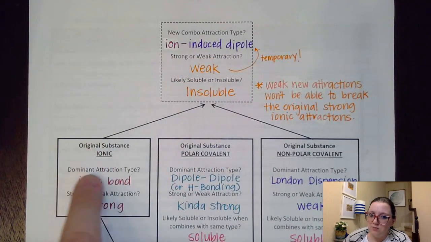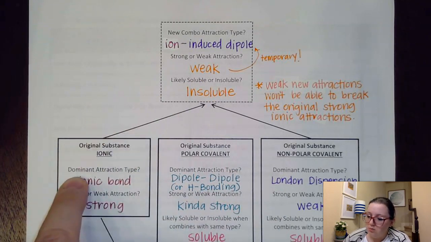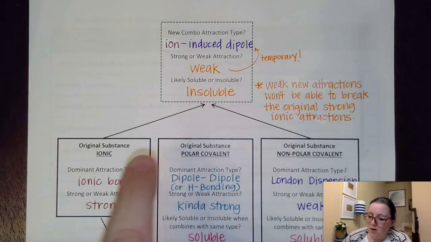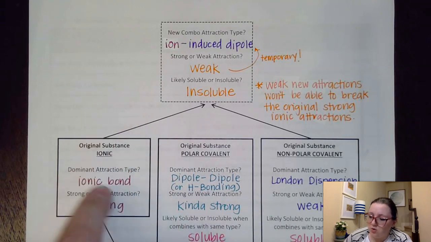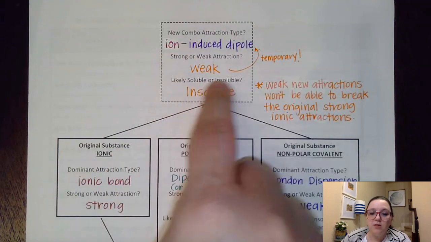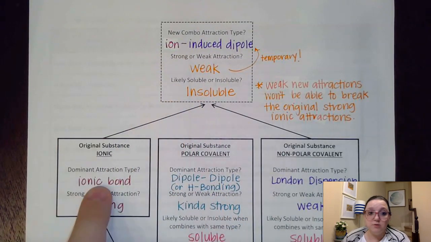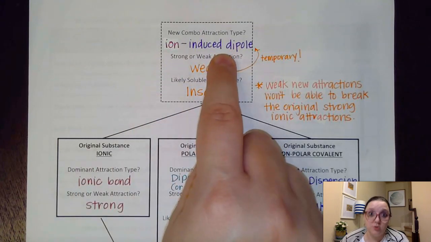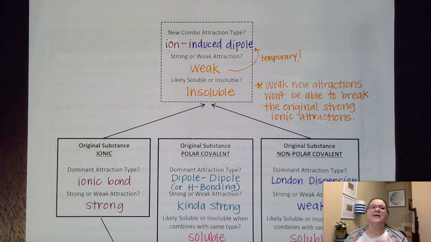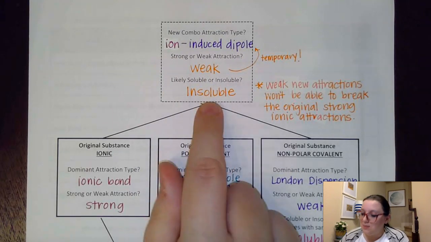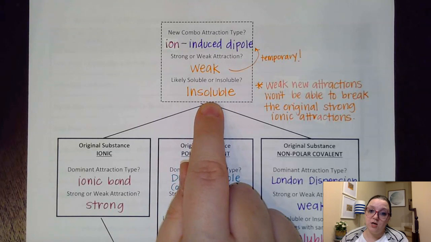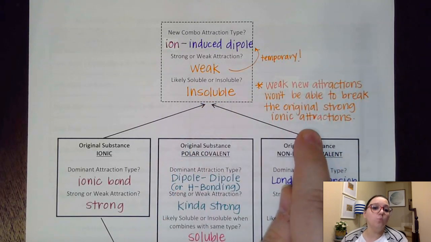However, we started out with something that was really strong, and this one was really weak, but I wouldn't trade this really strong attraction for something that's weak. It would be like if I was already dating Chris Evans, I'm sure not going to dump Chris Evans for somebody that I'm less attracted to. Not going to happen. So with that said, you notice that these are insoluble with each other. The weak new attractions won't be able to break the original strong ionic attractions that we had.